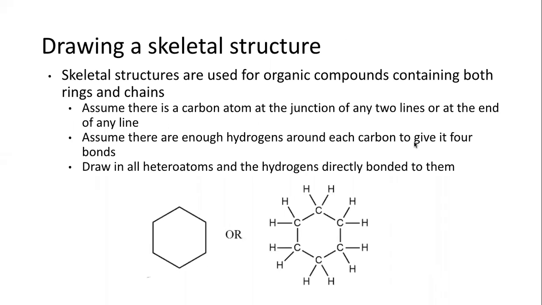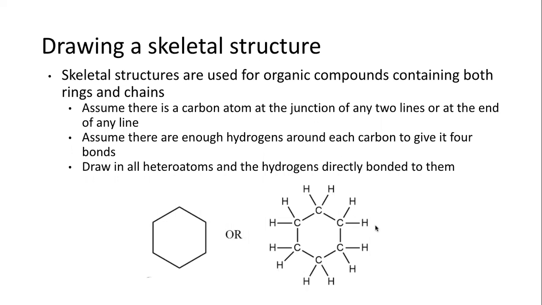Another way that we can draw organic molecules is by drawing a skeletal structure. Skeletal structures are used for organic compounds that contain both rings and chains. We're going to assume that there is a carbon atom at the junction of any two lines or at the end of any line. And we're going to assume that there are enough hydrogens around each carbon to give it 4 bonds. And then you draw in all the heteroatoms and the hydrogens that are directly bonded to them.